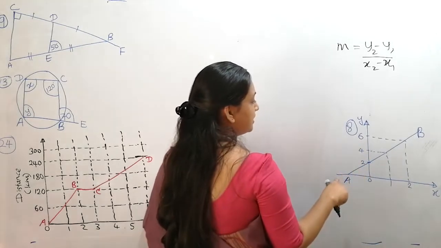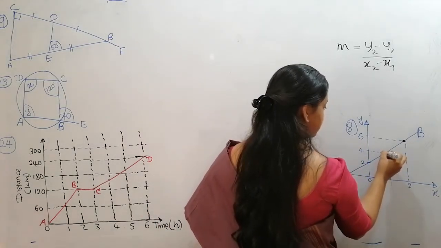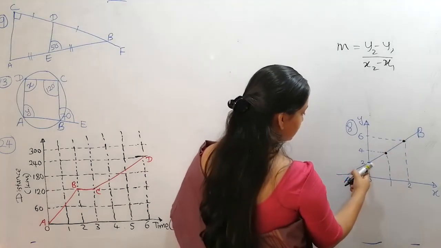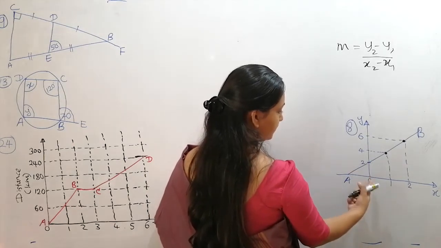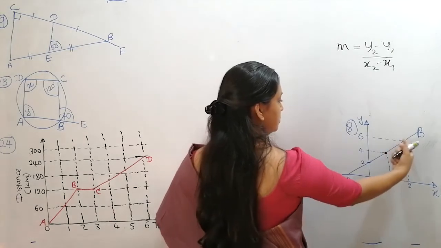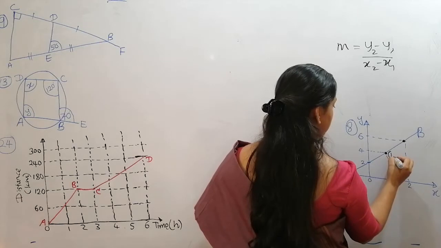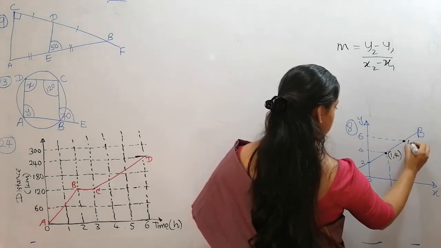Then we have to select two coordinates. This is one coordinate and this is another coordinate. We can select these two coordinates, or we can select this one, because here the coordinates are known. Here is the 0, 2 coordinate, or we can select these two. I'll select these two coordinates. And then what are the coordinates here? This is 1, 4 and the second one is 2, 6.